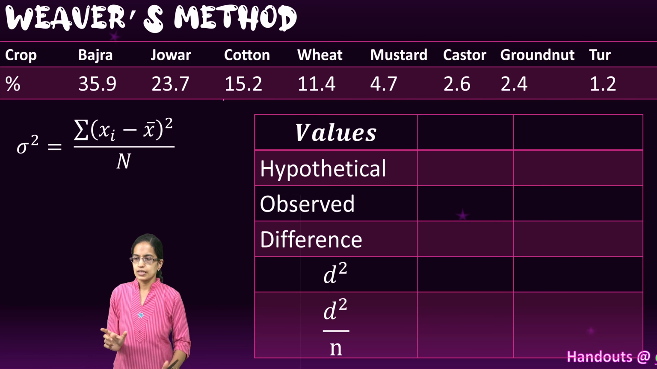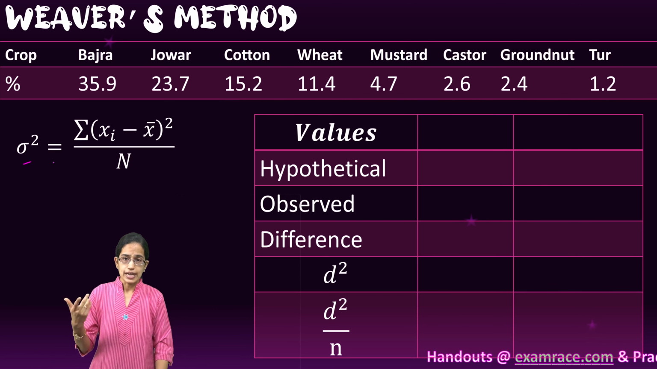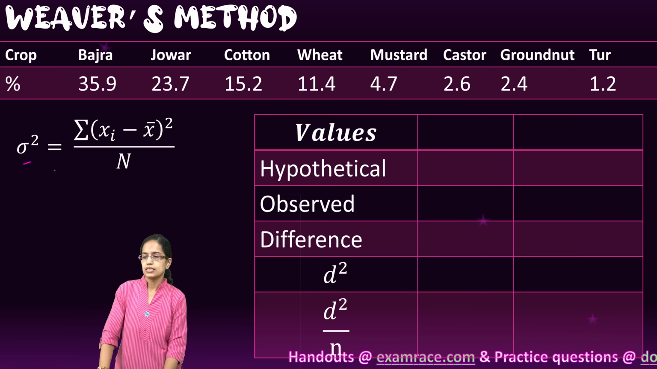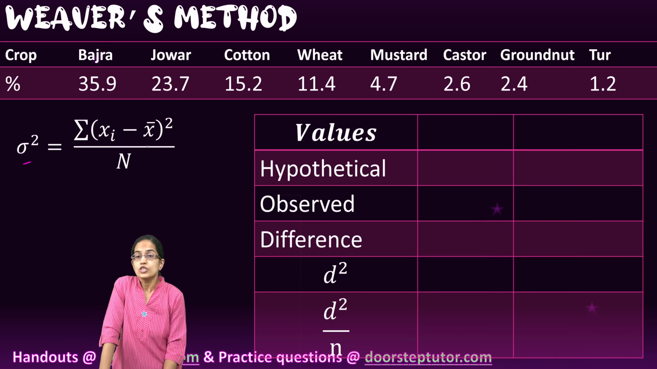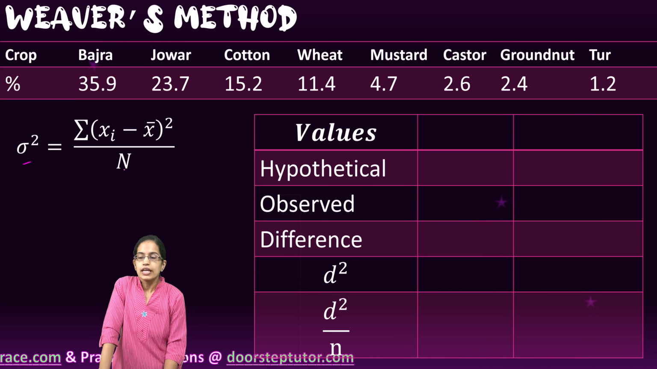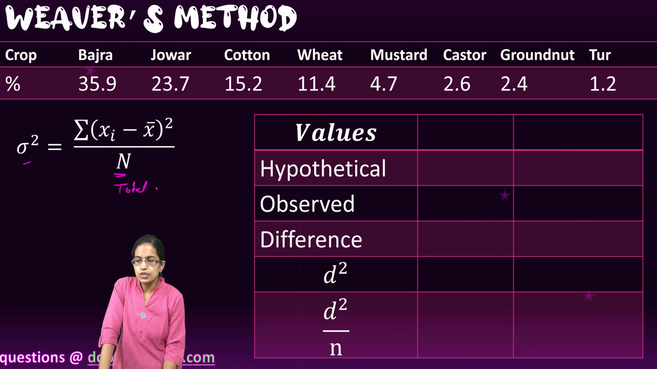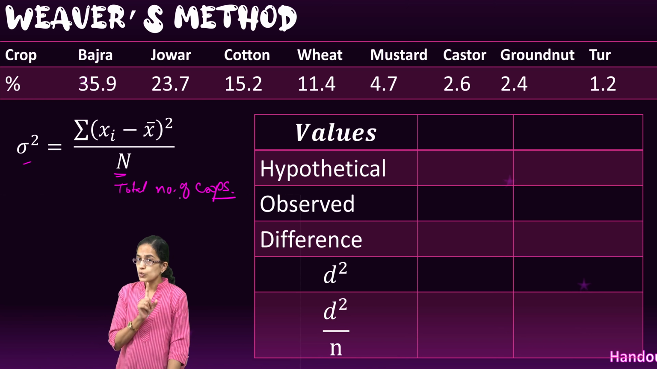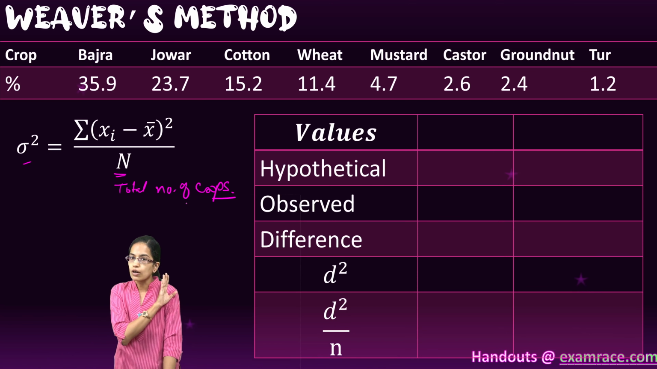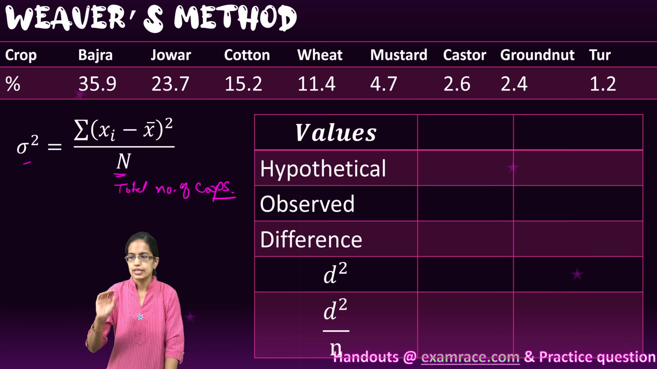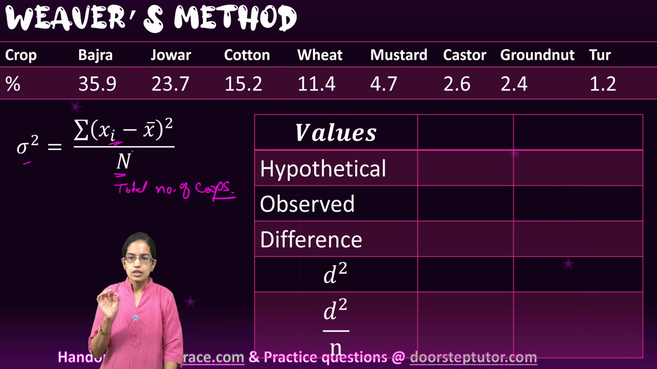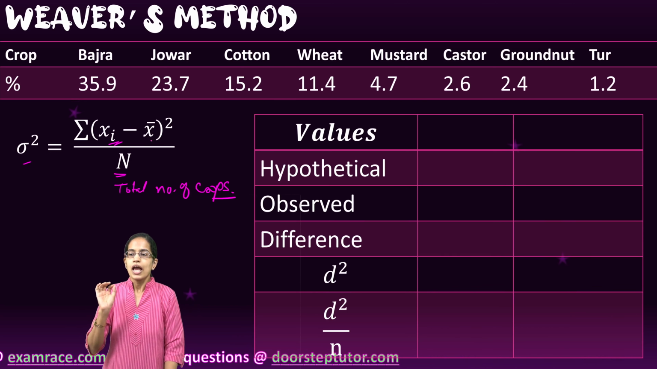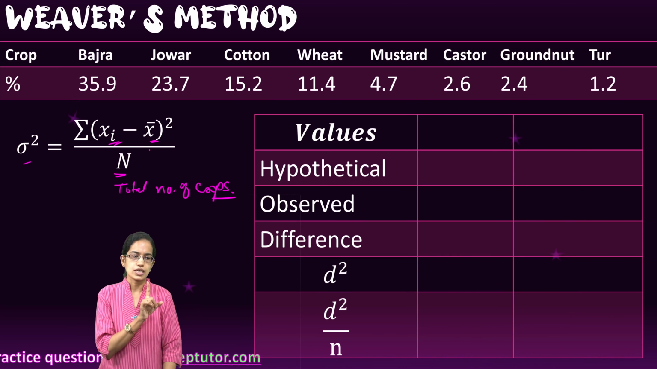Under Weaver's method, we have sigma square, as it is denoted, which is the crop combination analysis. It is given as the summation of (xi minus x bar) square divided by n. N is the total number of crops. Note that in Weaver's method, we take n, the total number of crops. This is not taken into account in Thomas's method, which we would understand later. Xi is the real proportion of the land under cultivation, and x bar is the hypothetical proportion.